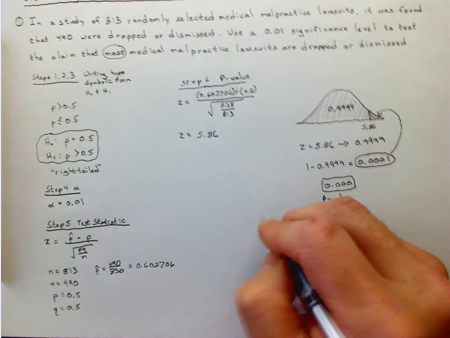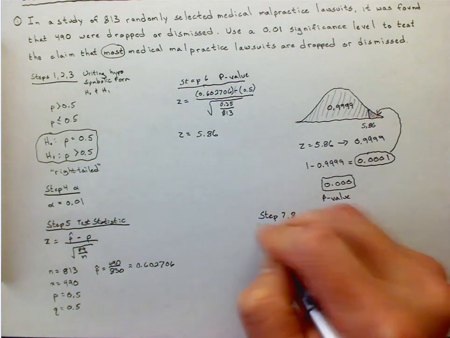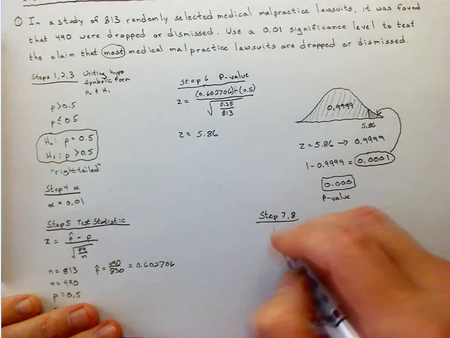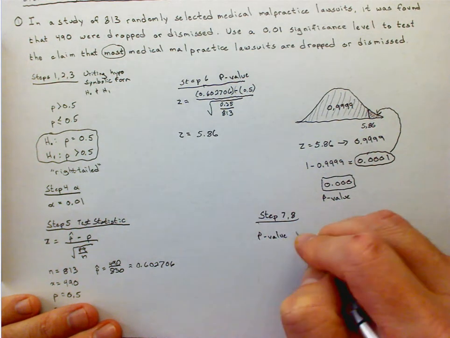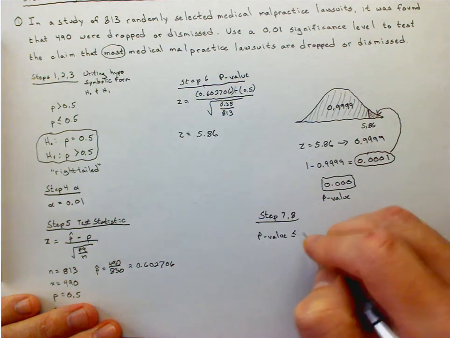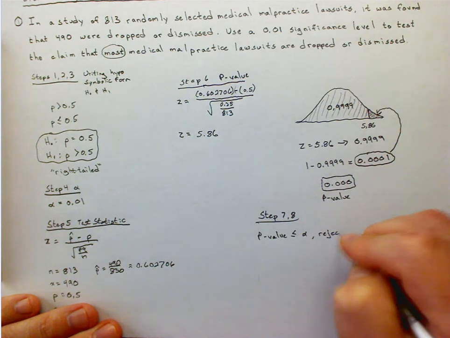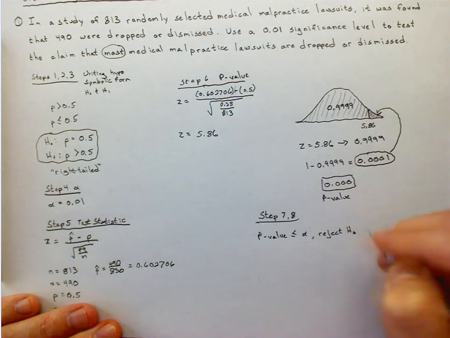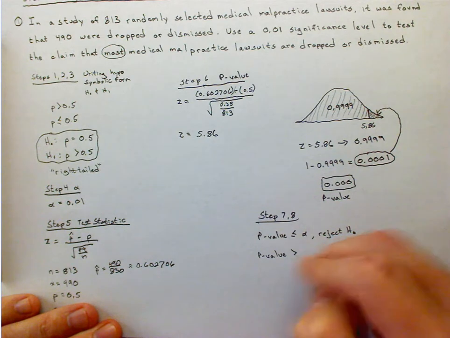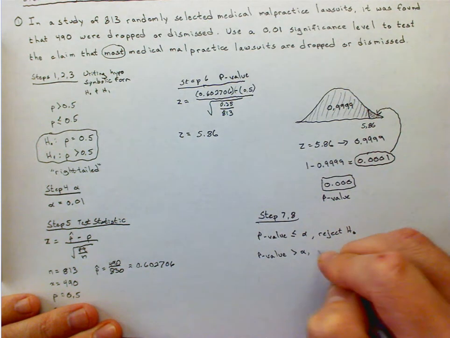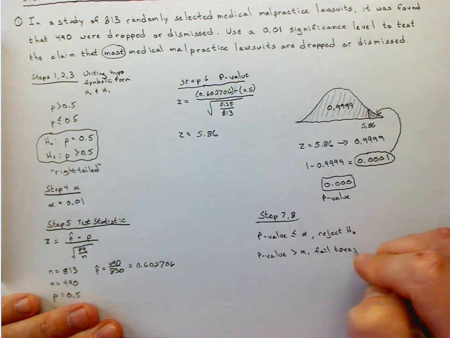Now to step 7 and 8. And what we have is if the p-value is less than or equal to alpha, we reject H naught. And whenever the p-value is greater than alpha, we fail to reject H naught.